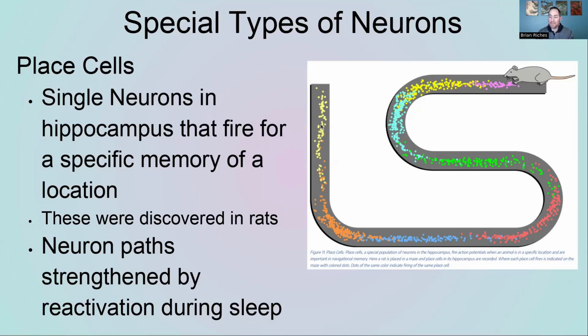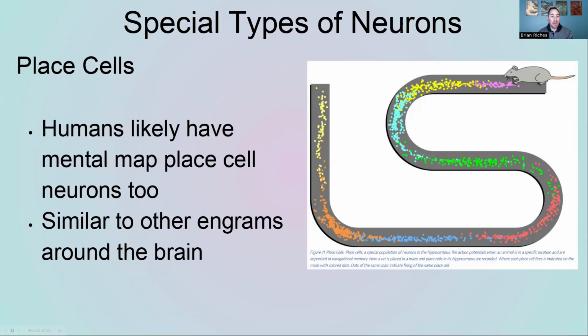That's why they're called place cells, and humans have this too in our hippocampus. So humans have mental maps and place cell neurons too. It's similar to other engrams in the brain, but these are really specific for the location that you're at. And there might be other similar neurons across your brain that do this.